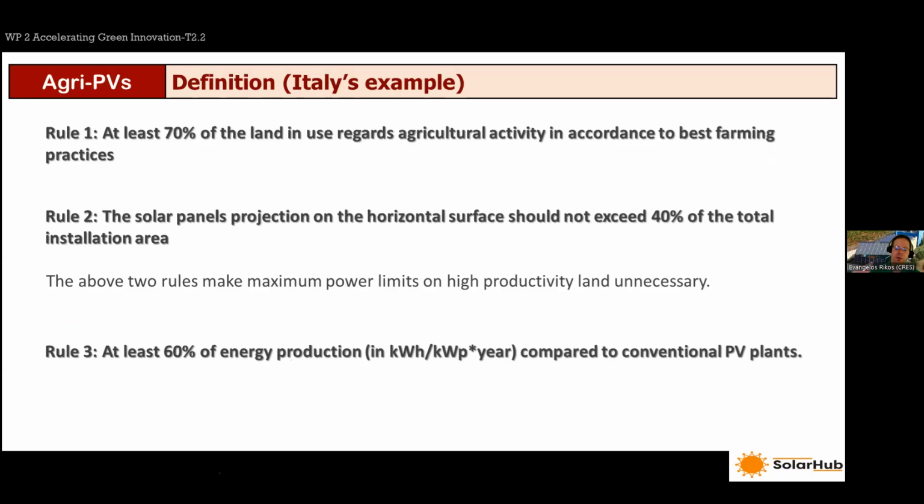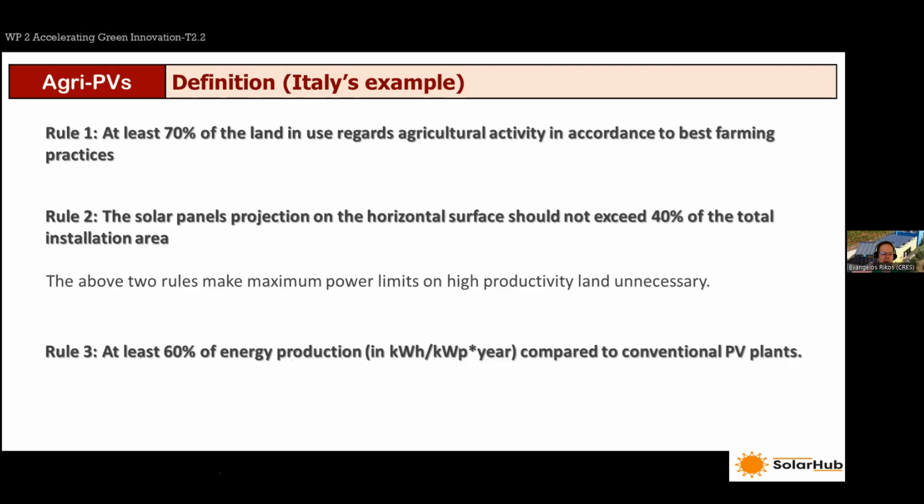The frameworks and the definitions of agrivoltaics in various, at least European countries, are not very clear, I would say, with some exceptions. The most characteristic example is the Italian paradigm, because in Italy they have a very specific legislation that defines some things. Of course, other countries adopt similar rules. I'm not saying that there are no rules at all, but at least they are not as concrete as in the case of Italy.